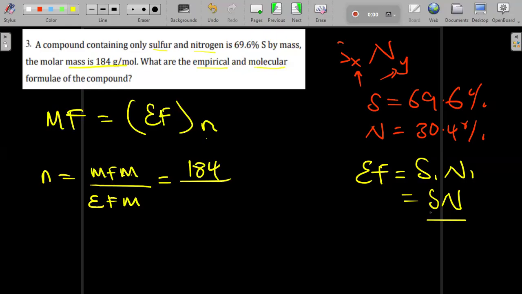You go to your empirical formula and then you add the molar mass of S plus the molar mass of N. When I add that, I'm going to get 46.07. So here I'm going to divide by the empirical formula mass, which is 46.07. How do we find it? Just get the molar mass of sulfur on your periodic table plus the molar mass of nitrogen. When I divide this, what am I going to get?